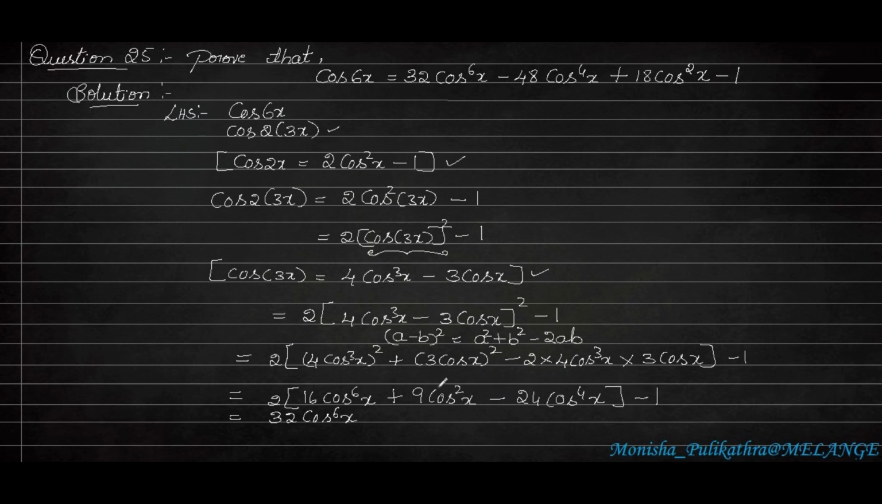Now I will be taking in a descending order of the powers. So cos to the power of 4x I will be taking this side. So it will become 2 into 24 is minus 48 cos to the power of 4x, plus 9 2s are 18 cos square x and minus 1. Now we can compare with the answer. Cos 6x is equal to 32 cos to the power of 6x minus 48 cos to the power of 4x plus 18 cos square x minus 1. So whatever we need to get, we obtain that. Just write down hence proved.